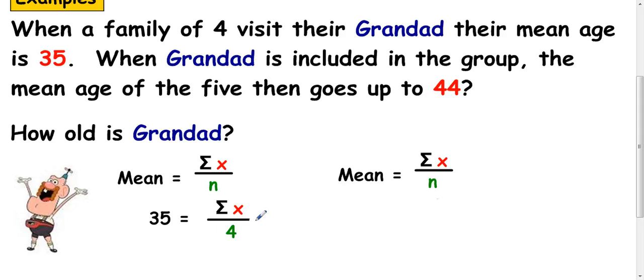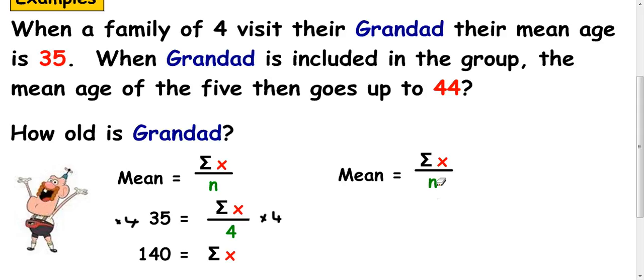Well, we'll get rid of the fraction by times in by 4 and times in by 4. Now, what happens to this side? Well, they just cancel. We're left with the top line, sigma x, and 4 times 35 is 140. So when there was 4 people, the ages added up to 140 if you added them all up. On the top line, as in the first ever example we did in the mean, it would come to 140.